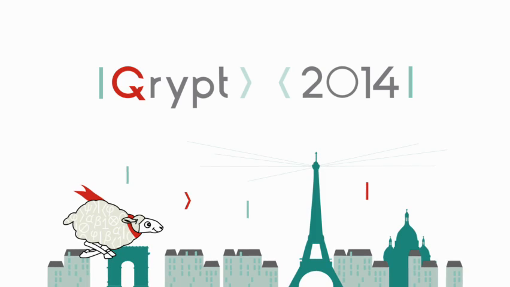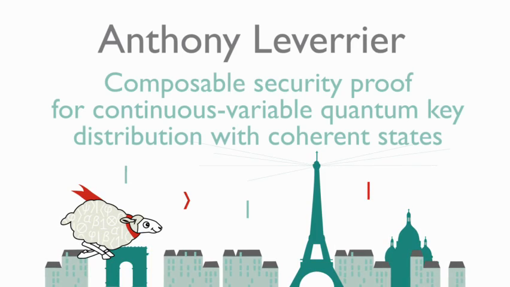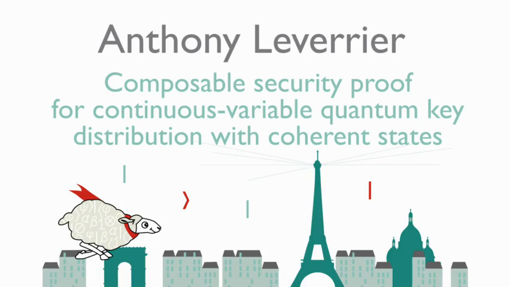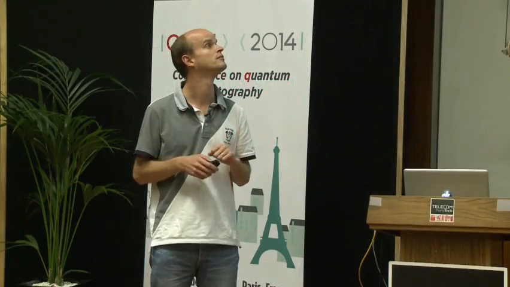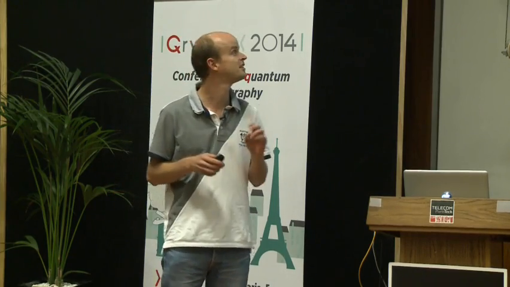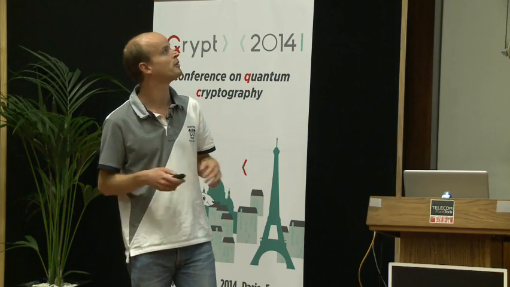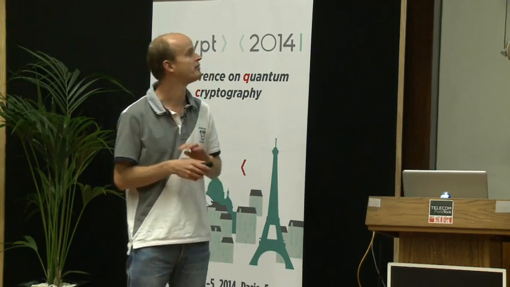So like Fabian's talk, this will be about a theoretical result, a security proof for continuous variable QKD, for a slightly different protocol, where we use coherent states instead of squeezed states. The advantage of talking last in the session is that I don't have to introduce all the formalism about continuous variable QKD, so I will be very fast about this.